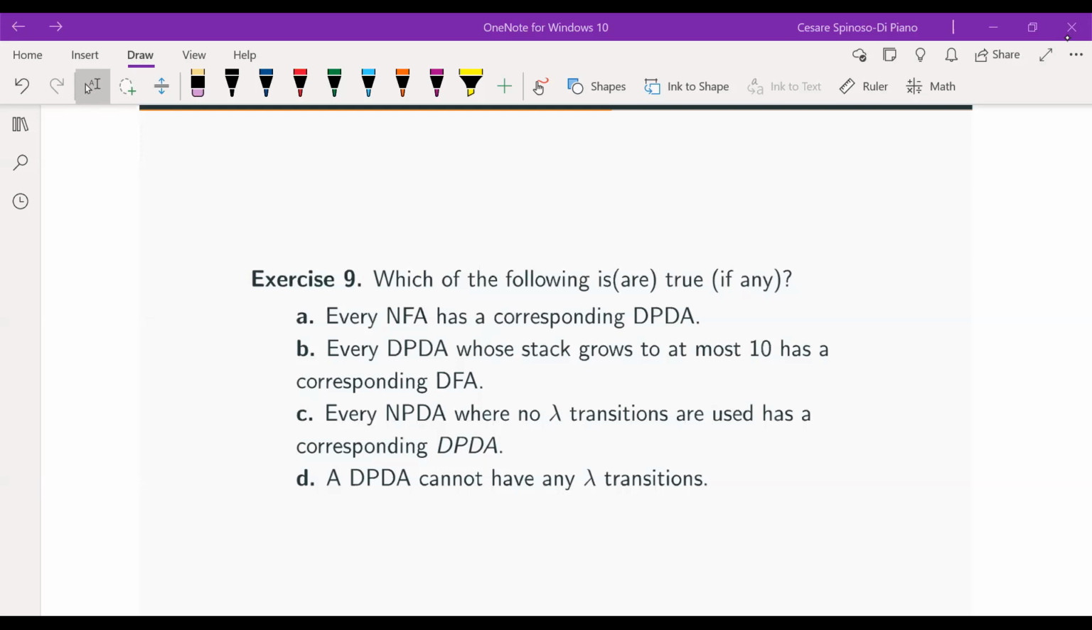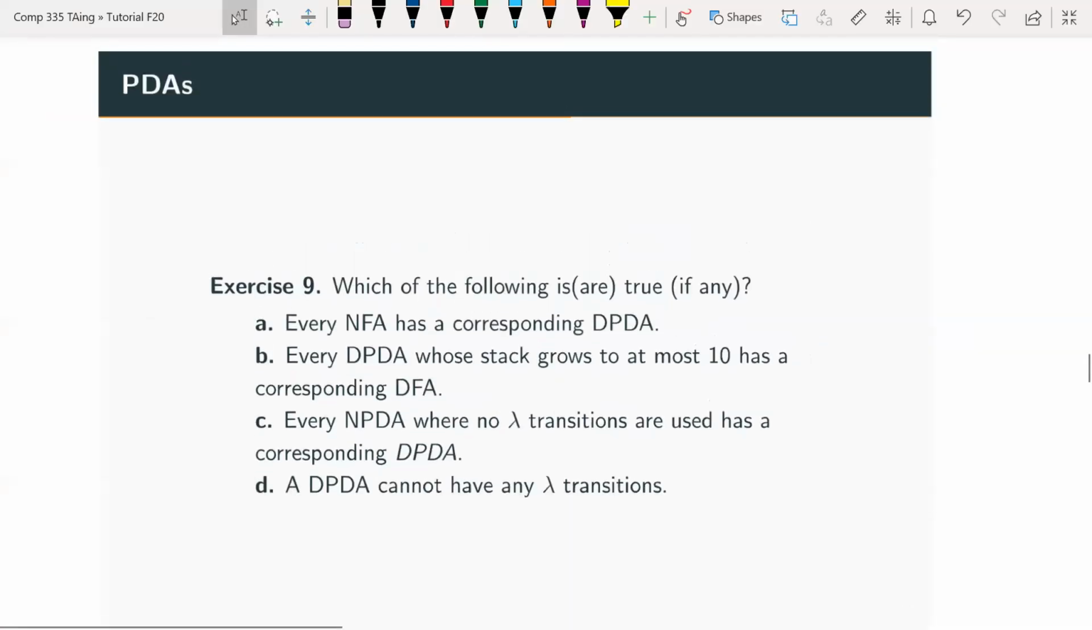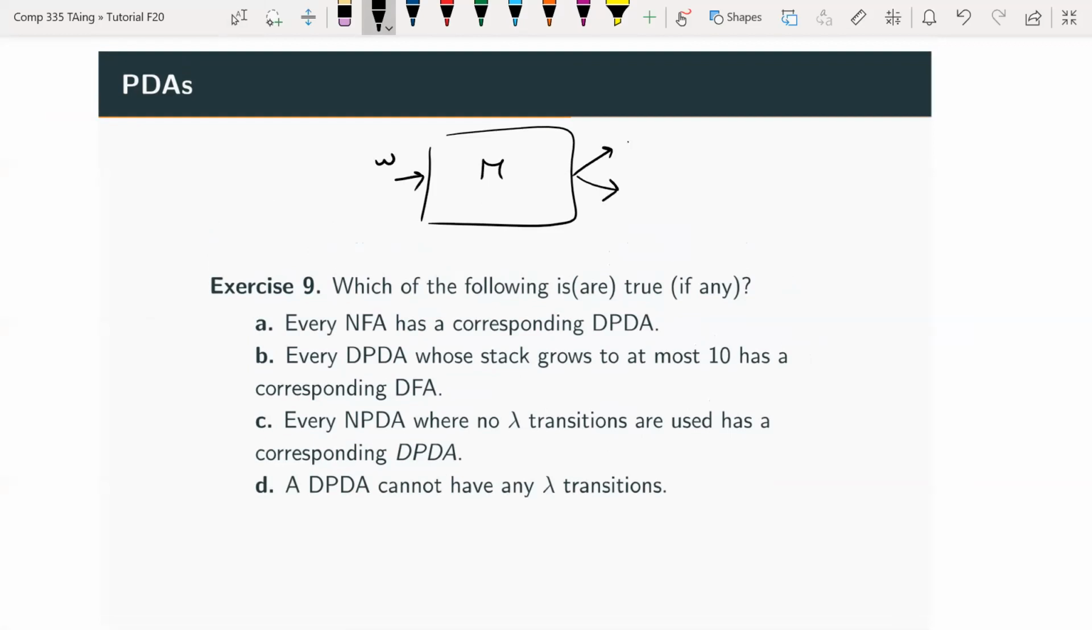All right, so hopefully you had time to at least read the questions. Let's look at it together. This is a question in general about PDAs. Just as a reminder, a PDA is used for the same thing as FAs, in the sense that you give it a string and the machine tells you yes or no. It's also an acceptor, except that now you're giving it some memory, a stack, and you're allowed to push and pop to the stack however you want.